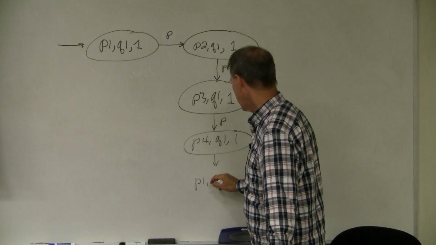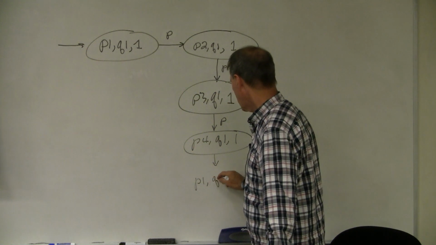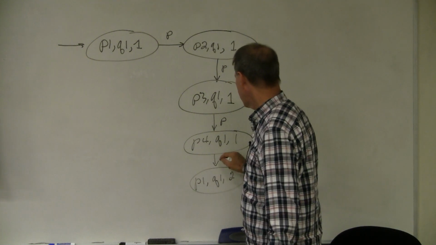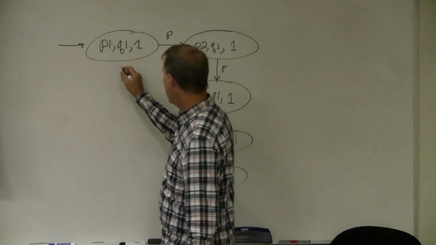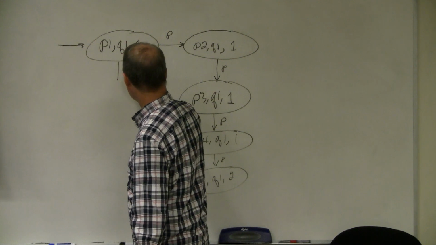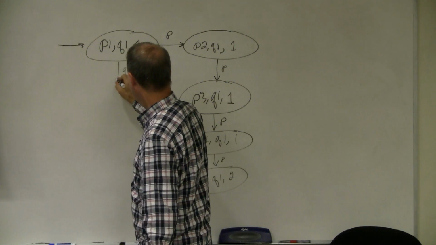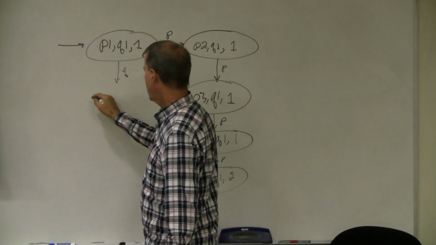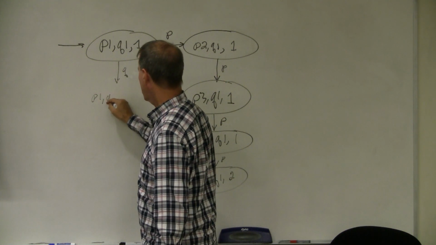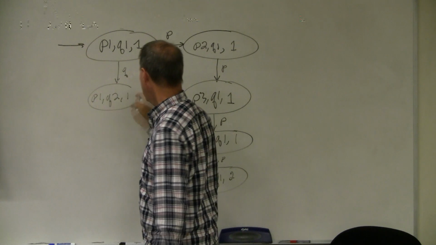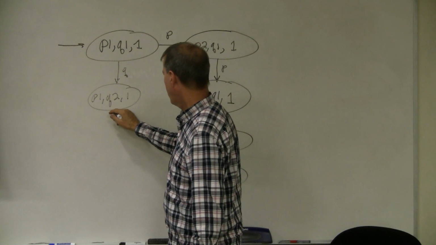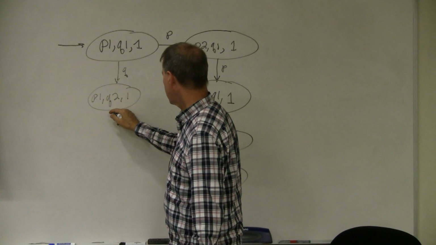P1, Q1, but this time what? 2. Okay, so these are all P's. Now, what about a Q going from here? What would this be? P1, Q2, 1. And then what? If we do Q again, what?